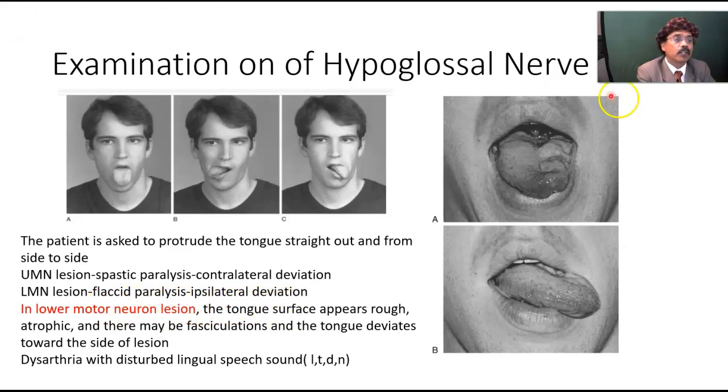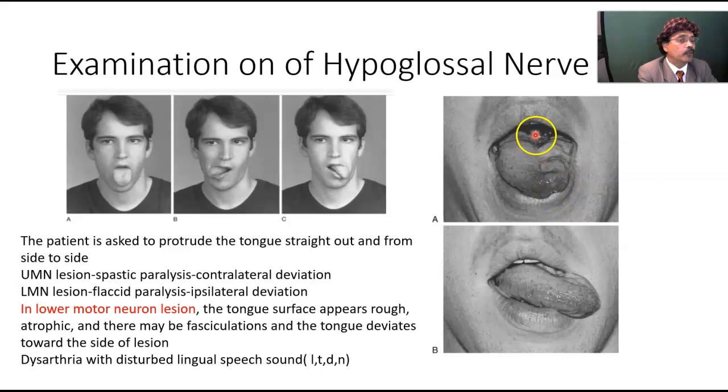Okay, so just look at this person here. Suppose this is the left side, the muscle is atrophied. There will be roughness here, the smoothness will be lost, and there may be fasciculation. There will be fasciculation, and when the person protrudes the tongue, it moves towards the paralyzed side.